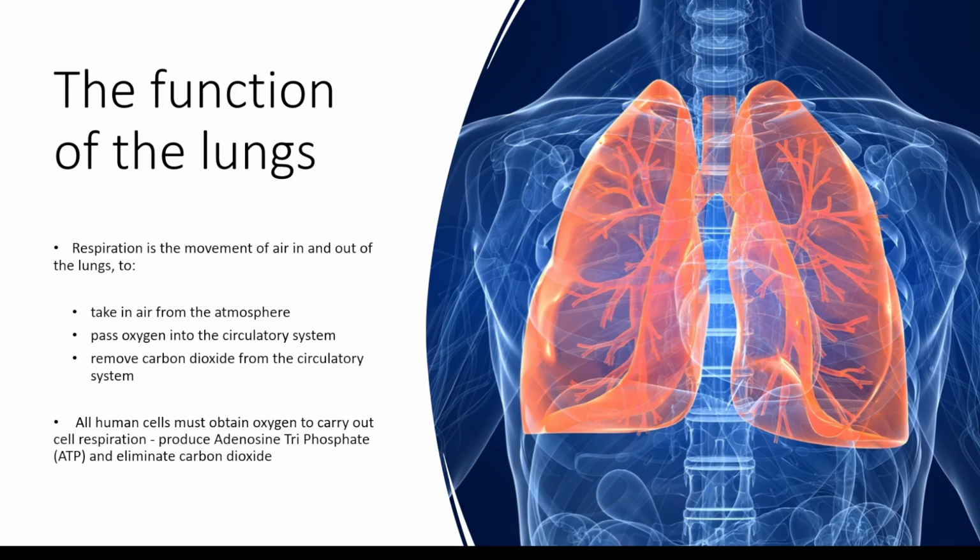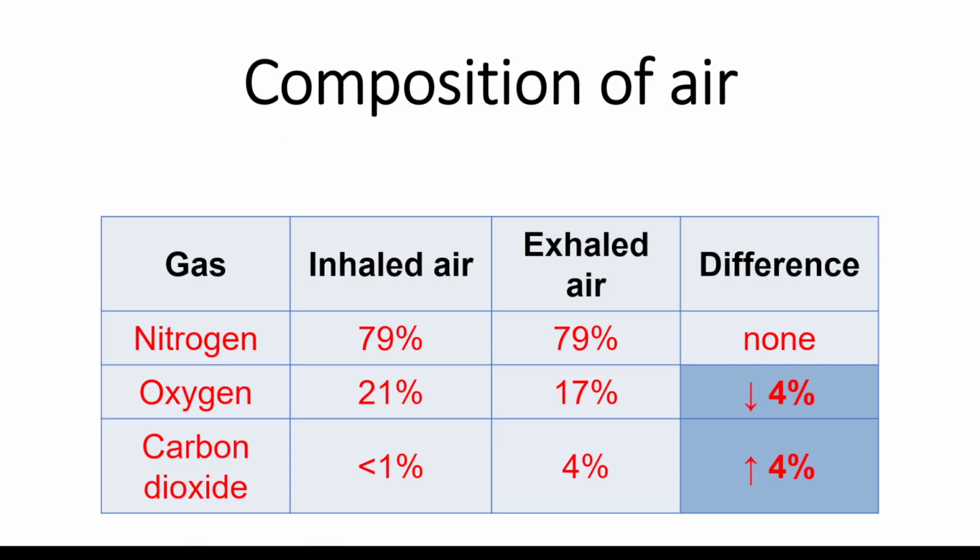So let's start with the function. The function of the respiratory system is to take in air and remove carbon dioxide. Within the air that we breathe in, 79% is nitrogen, 21% oxygen, and less than 1% carbon dioxide. Yet if you look at what we breathe out, we also breathe out 79% nitrogen. What that suggests is that as humans, our bodies don't utilize nitrogen. We don't need it, so the body will just naturally breathe it back out.